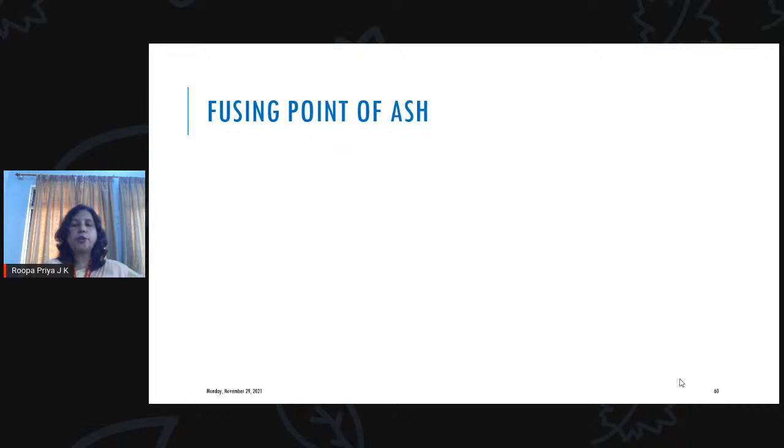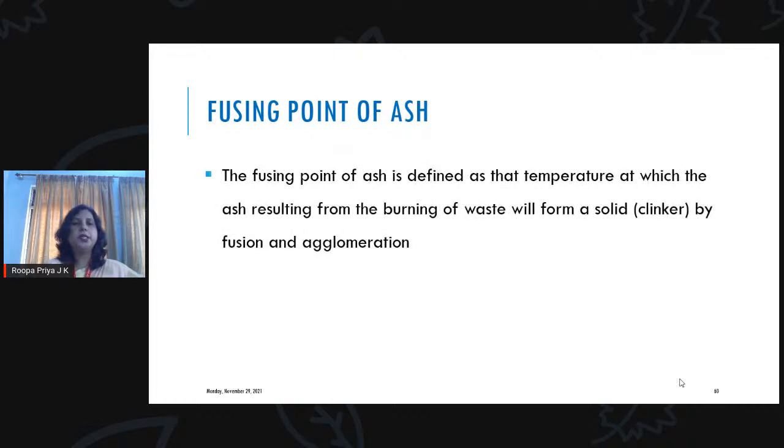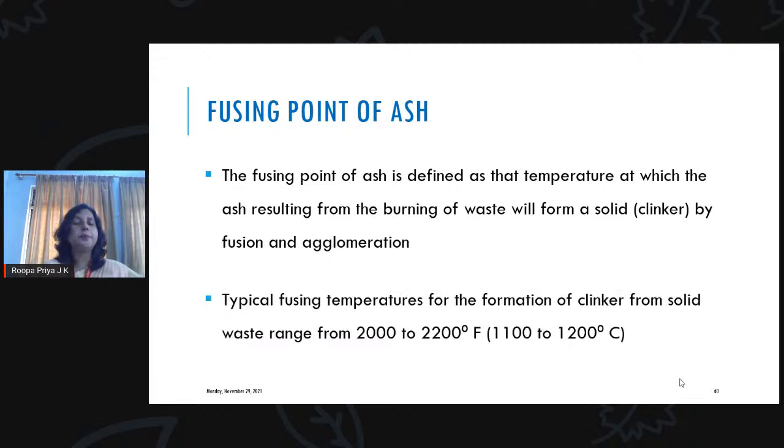The fusing point of ash. The fusing point of ash is defined as that temperature at which ash resulting from the burning of waste will form a solid which is called clinker by fusion and agglomeration. The typical fusing temperatures for the formation of clinker from solid waste range from 2000 to 2200 degrees Fahrenheit, which is 1100 to 1200 degrees centigrade.